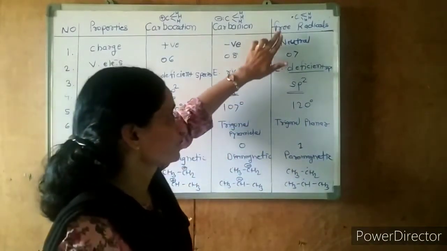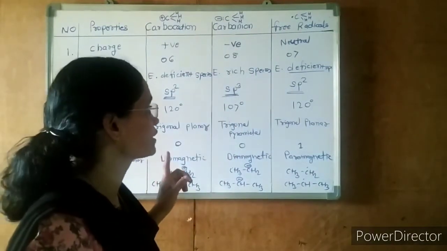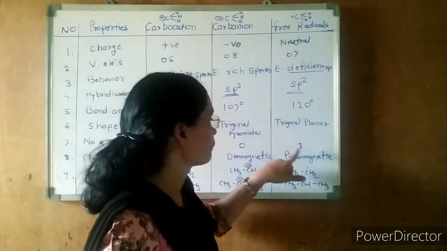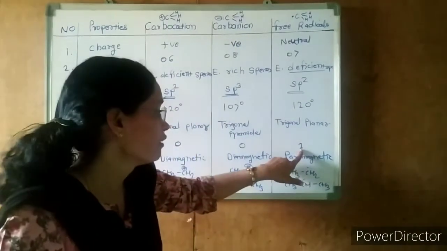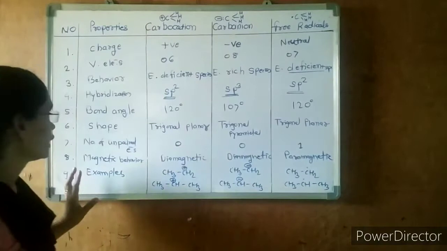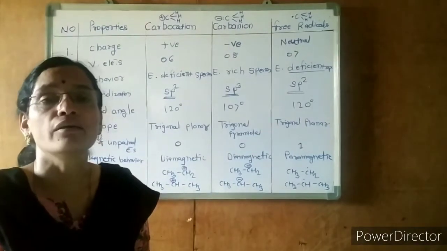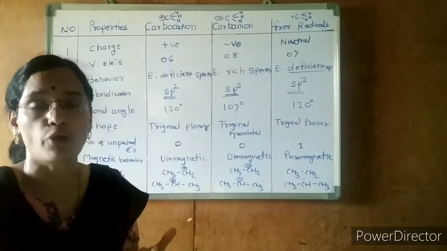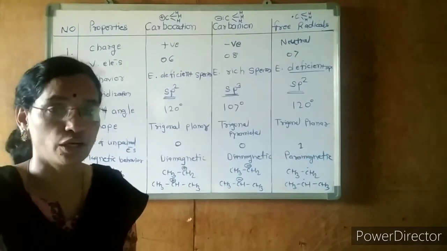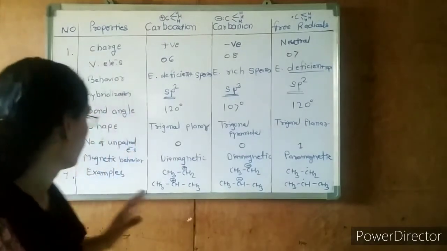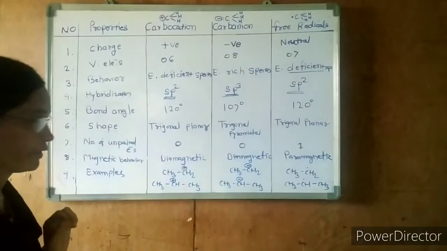Here in this case there is one unpaired electron. That's why the number of unpaired electrons here is 1. So depending upon the number of unpaired electrons, we can find out the magnetic properties of that molecule. The magnetic behavior of that compound can be found. Okay, so the next property is the magnetic behavior.